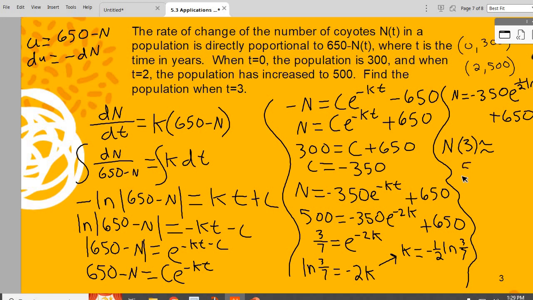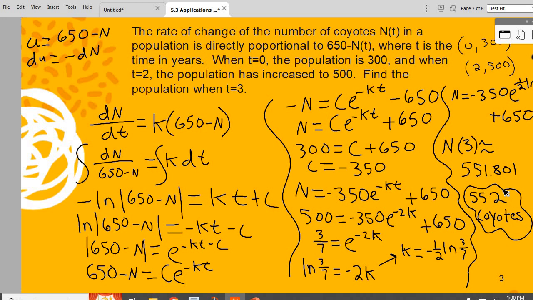551.8. Now, we're talking about coyotes, so we're not really going to talk about point something of a coyote. So we're going to go ahead and round up. And we're going to say that there are 552 coyotes.